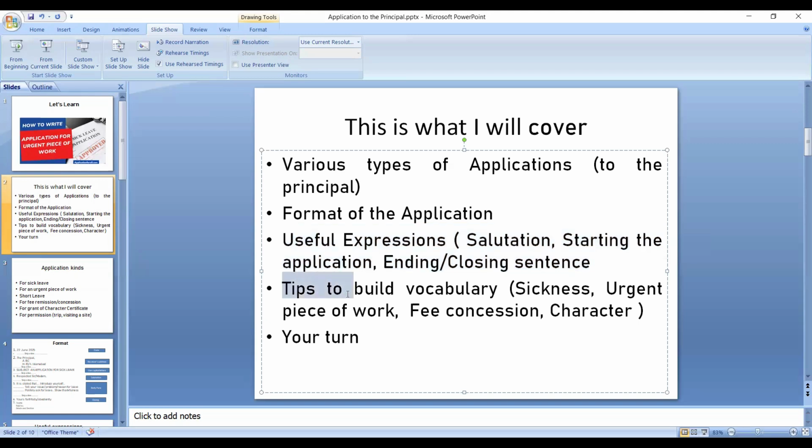My today's lecture also includes some tips on how to build vocabulary around the various types of application, such as sickness, urgent piece of work, fee concession, character certificate, etc. And finally, it is going to be your turn to show how much you have learned from my today's lecture.